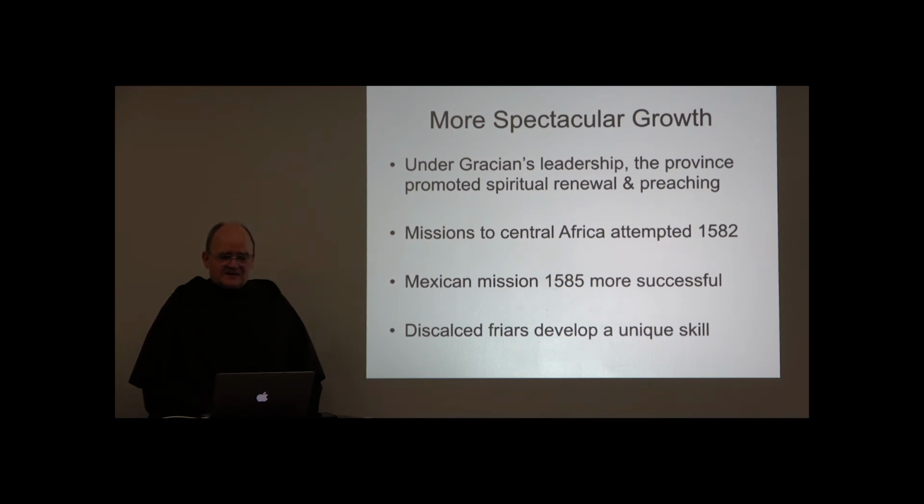We still have Gratian as the provincial of this new separate province, and it's going to grow by leaps and bounds with all of the preaching and the spiritual renewal that it promotes. The African missions were attempted in 1582, the Mexican mission 3 years later, and many of the Spanish friars are becoming famous for some of their ability to think ahead with how to form a foreign mission. In the following century, this is going to become very useful to the universal church, as we will see in the next lecture.